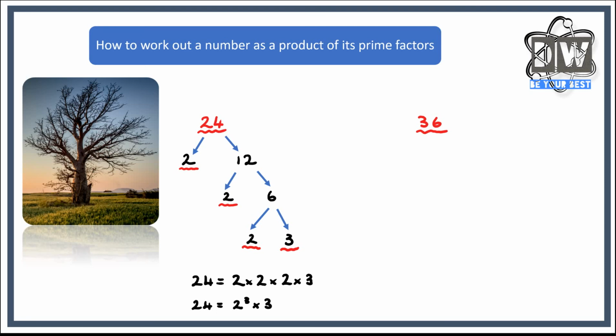So let's just go on 36. You think of a prime number timesing by another number that gives us 36. I'm going to use 3. So here we go. 3 times 12 gives me 36. Now 3 is prime, happy days. 12 is not. So what two numbers will multiply together to give us 12? One of them needs to be prime. It would be 2 times 6.